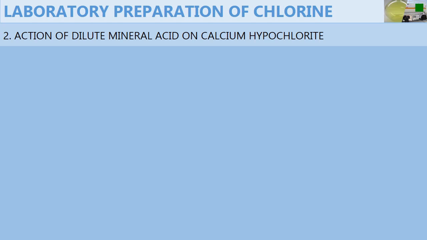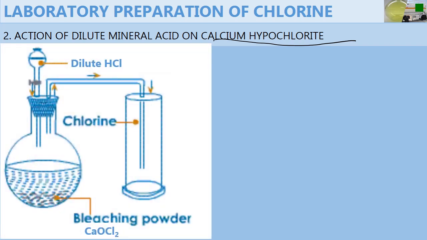The second method of preparing chlorine gas is the action of dilute mineral acid on calcium hypochlorite. A mineral acid is one that is manufactured, such as hydrochloric acid, sulfuric 6 acid, and the others. The setup looks like this. Dilute hydrochloric acid or another mineral acid is delivered dropwise into bleaching powder, which is calcium hypochlorite. The reaction that takes place liberates chlorine gas, and it is collected by downward delivery.